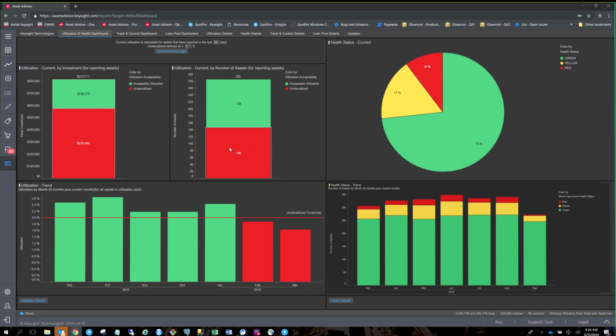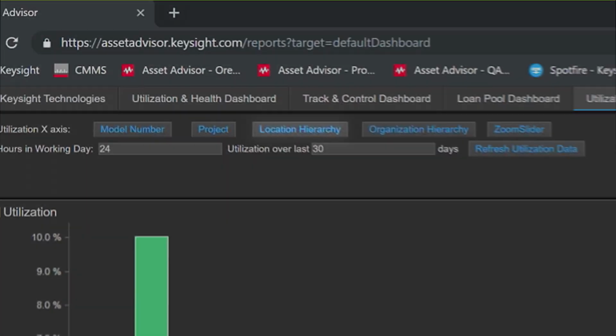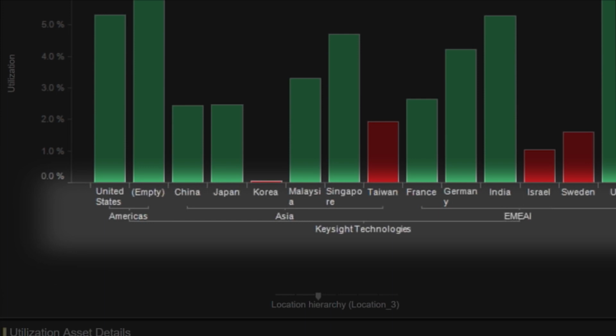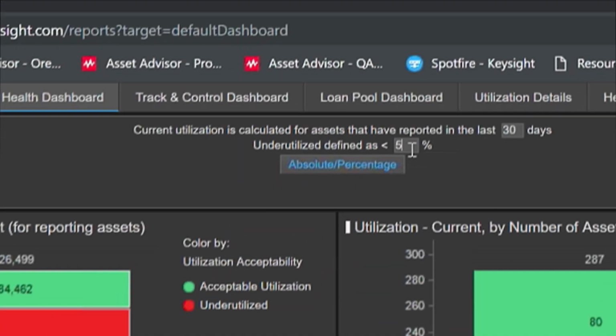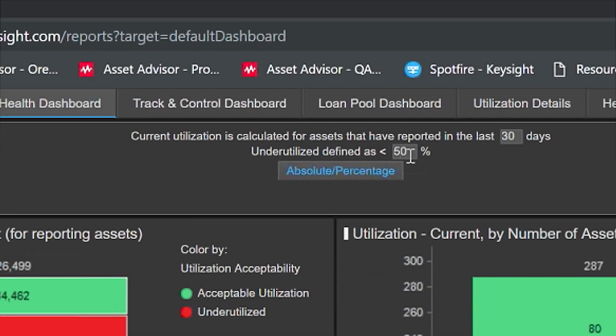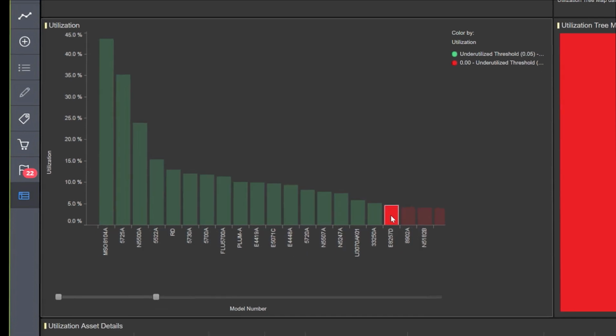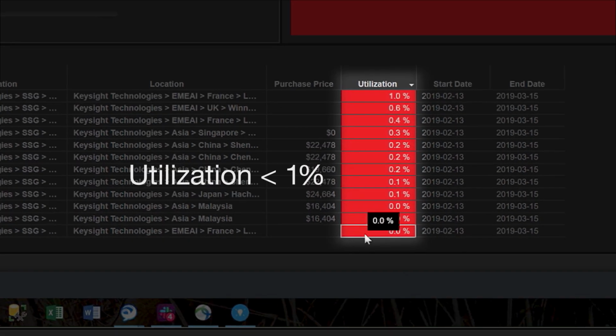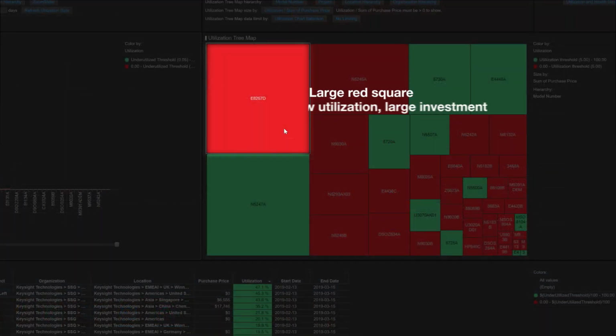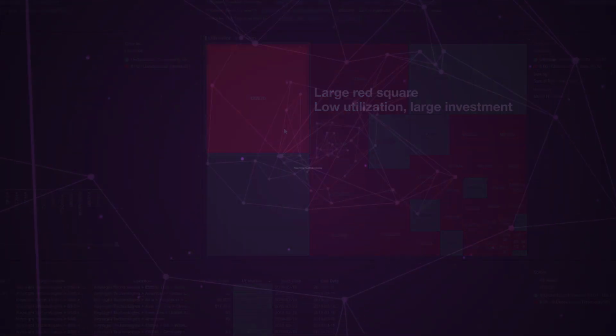Comprehensive analytics assesses utilization of equipment globally, across all regions and sites. Advanced features include user-definable thresholds and pinpointing underutilized instruments. In this case, the data revealed a large investment in signal generators but low utilization.